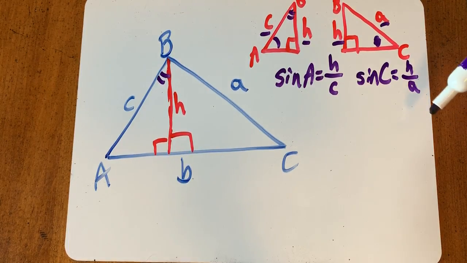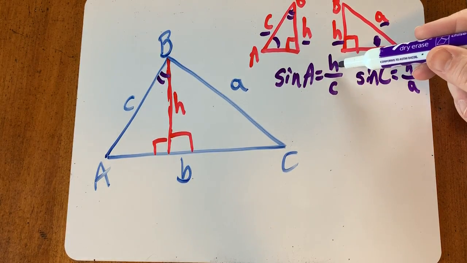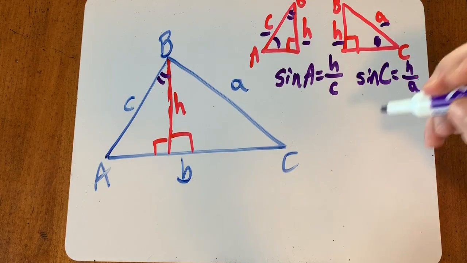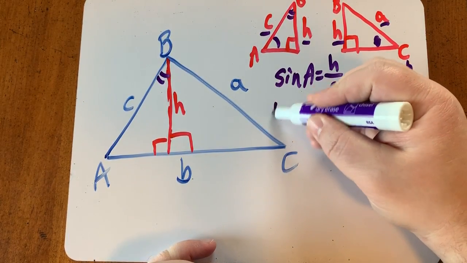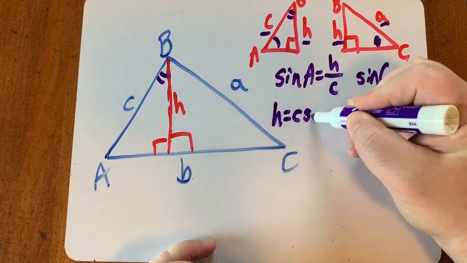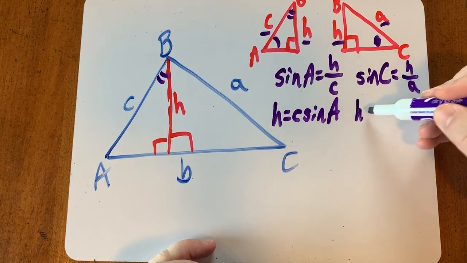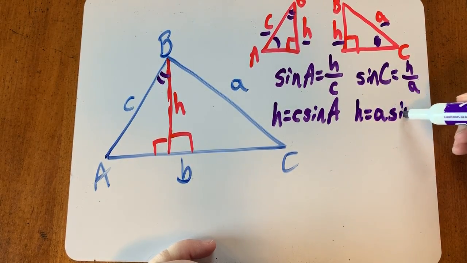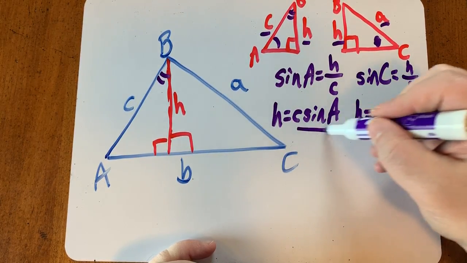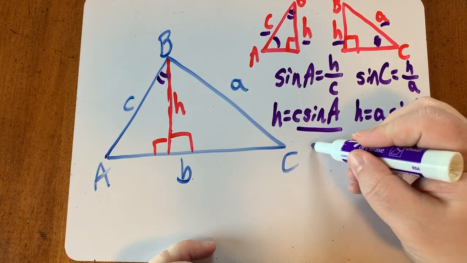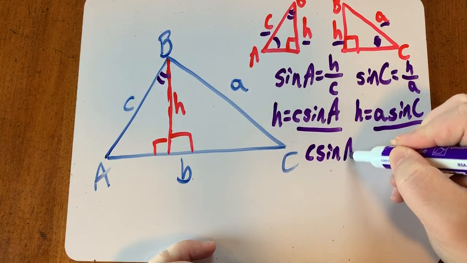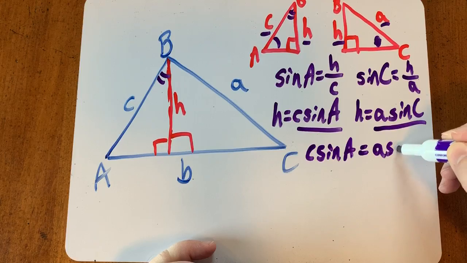It's just something we drew in. Since that's not part of it, let's get it by itself. We would multiply both sides by C, so H equals C sine of A. And then same thing here. H is not part of our original triangle, but angles C and side A are. So H equals A sine of C. Both equal H, so we can say C sine of A equals A sine of C.